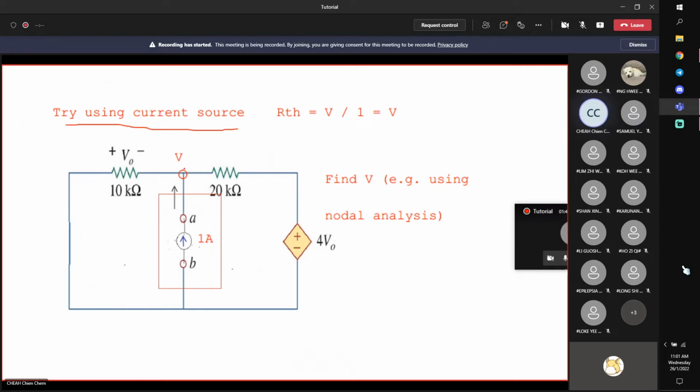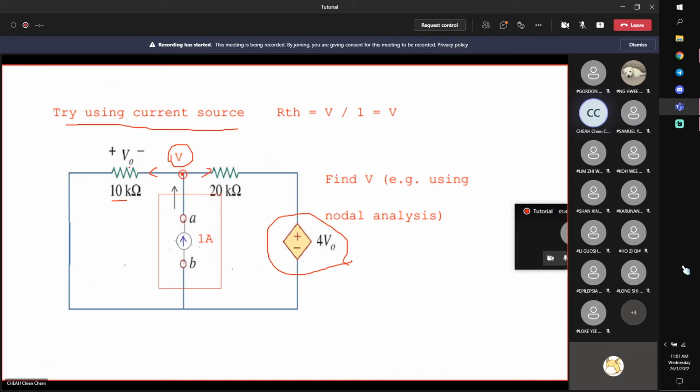You can see that here, if I solve it, I'll use nodal analysis, because there's a dependent source here. I cannot use the current division law. So I use nodal analysis, only one node voltage V, and then you apply Kirchhoff's current law at this node. This is 1 ampere. This current is V divided by 10K. This current is V minus 4V0 divided by 20K.